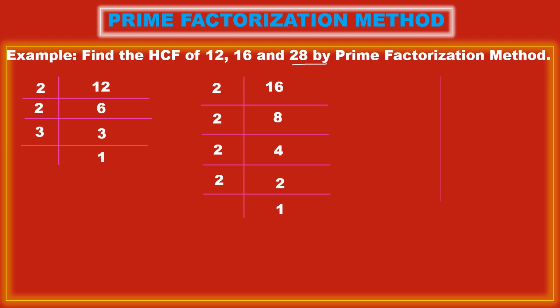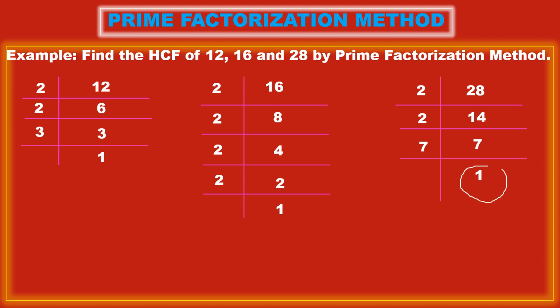Now it is 28. Take 28. As the units digit is 8, it is divisible by 2. 2 fourteens are 28. Next 2 sevens are 14. 7 ones are 7, as 7 is a prime number. So we continued the process till we get 1.